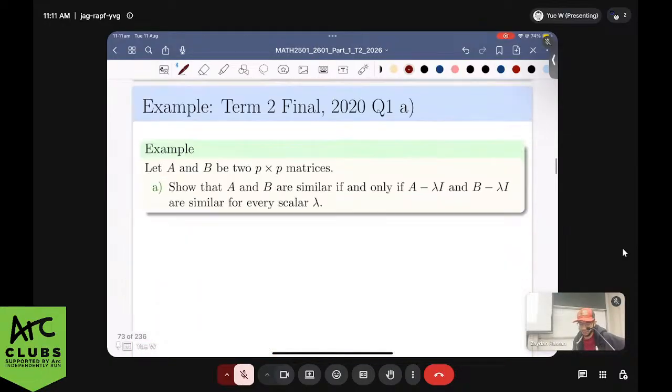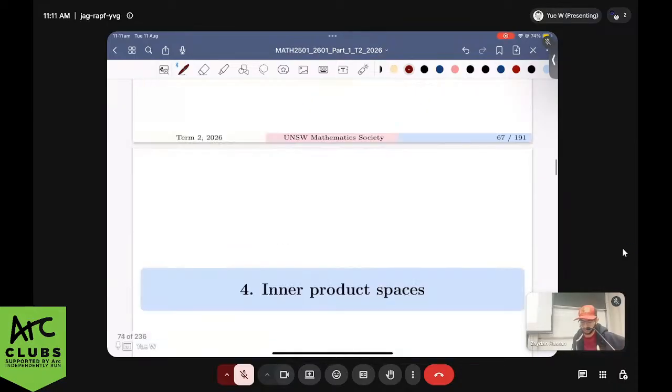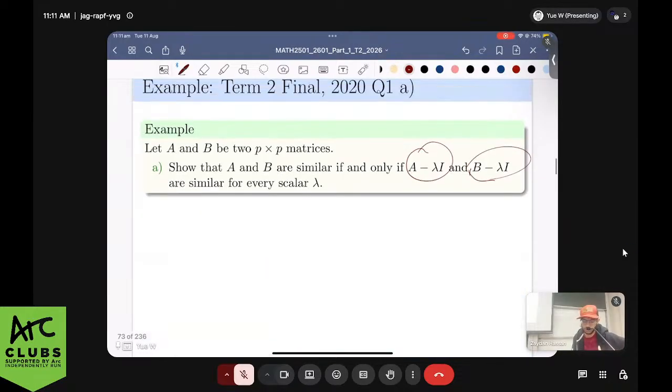Okay, I will skip this one because it's actually not too hard. Prove that two matrices are similar if and only if these are similar for every lambda. Okay, I'll skip this one for now, but you can note this one down and try it later.